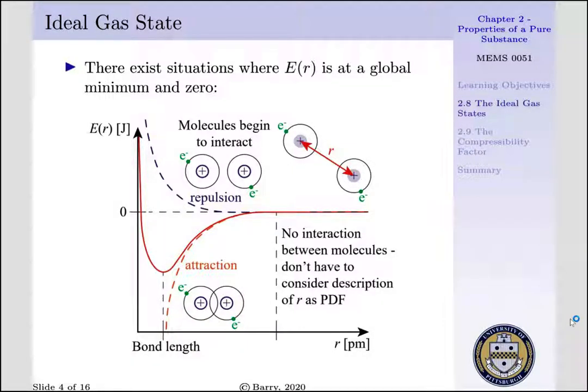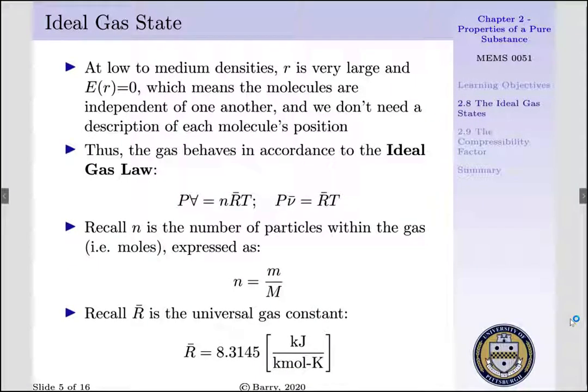Now, for us to not consider the attractiveness of each molecule to one another, we are going to assume that at low to medium densities, our intermolecular distance r is very large. And if r is very large, our intermolecular potential energy, E of r, is going to be zero. That is, our molecules are going to behave independent of one another, and we don't need to describe each molecule's position in relation to all the other molecules using a probability distribution function. Thus, at low to medium densities, the gas is going to behave in accordance to the ideal gas law, which is stated as the pressure of your system times the volume of your system is equal to the number of moles within your system times your universal gas constant times your temperature.